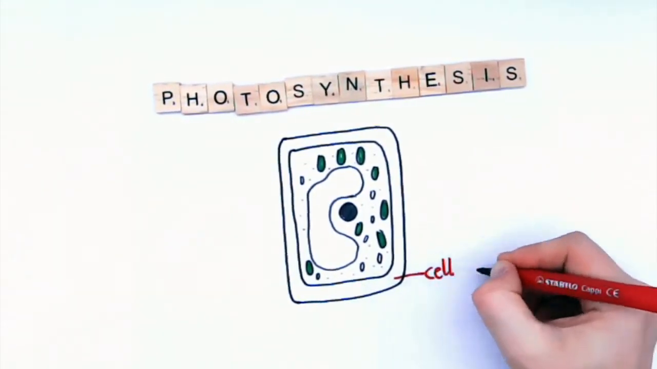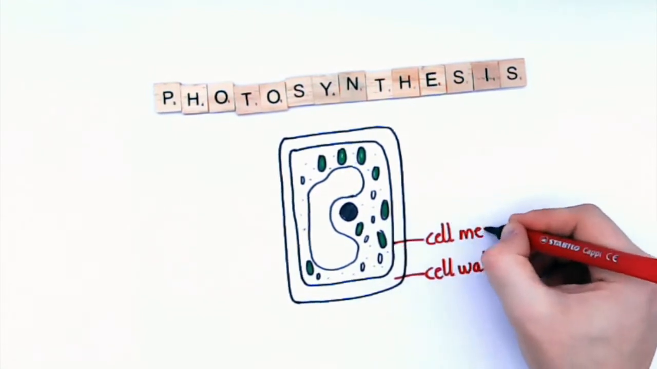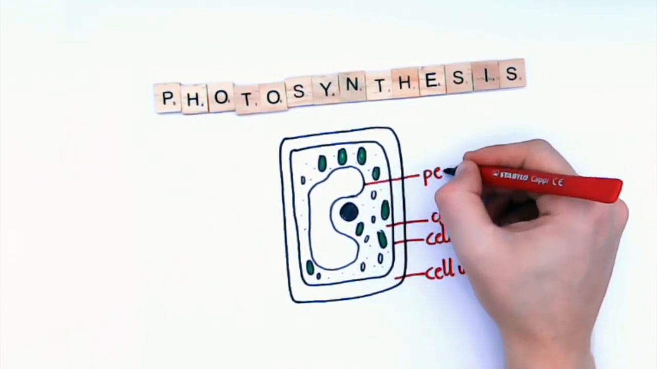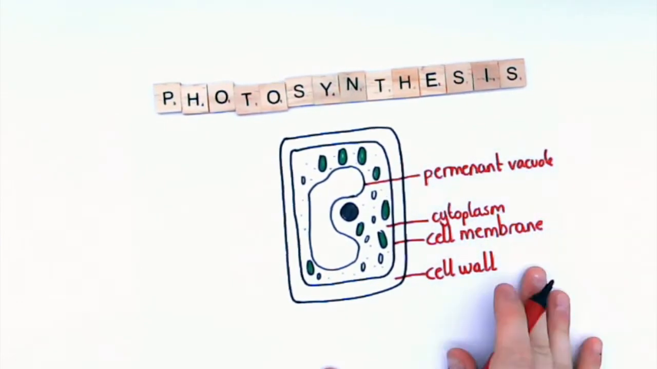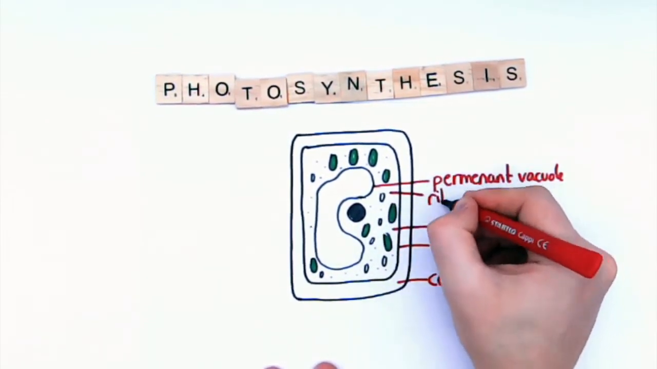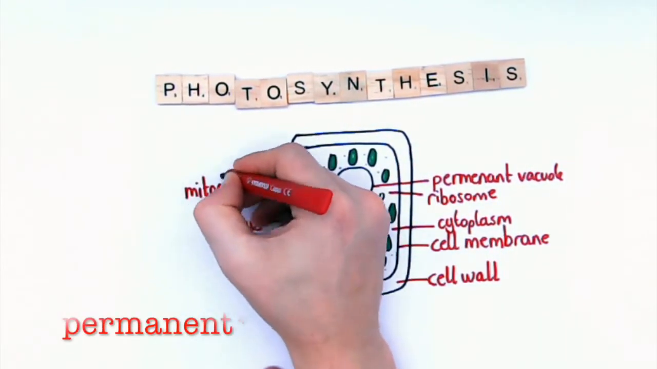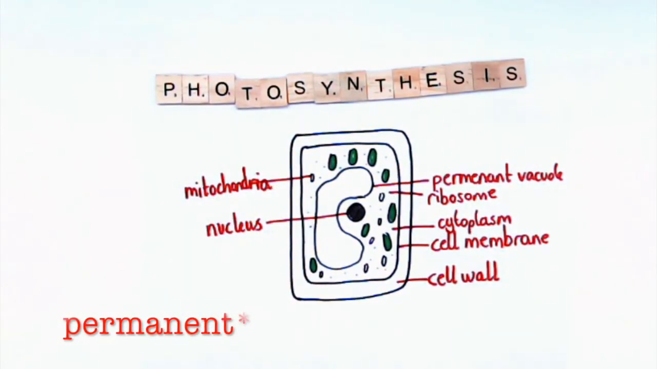If we look at a plant cell, we can see there's many different parts within it. There's the cell wall, which gives structural support to the cell. Cell membrane, which allows substances to move in and out. The cytoplasm, where most of the chemical reactions in the cell take place. The permanent vacuole, which contains a substance called cell sap. Ribosomes, which make enzymes and other proteins. The nucleus, which contains the genetic information in the cell and controls all of its activities. And mitochondria, which perform respiration to allow the cell to have energy.